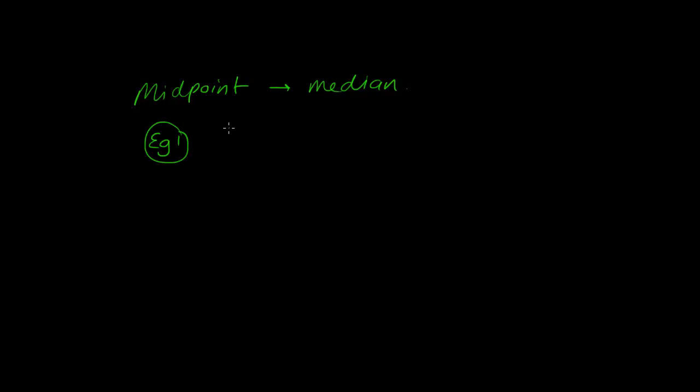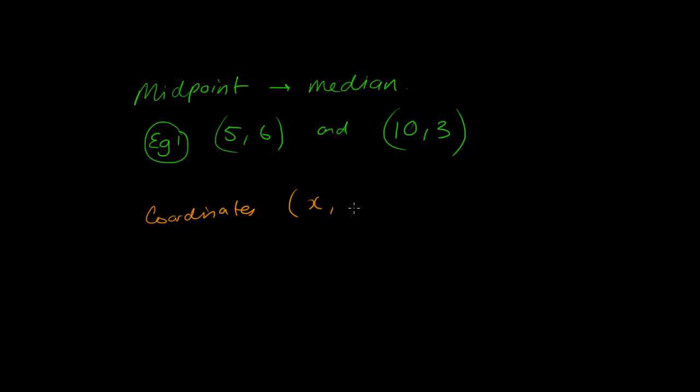So let's say for example we have the points 5, 6 and the points 10, 3. And we want to find the midpoint of those 2 points. Now obviously we're finding coordinates, so we're going to have an x coordinate and a y coordinate. Now we said the midpoint is the average of the 2 x coordinates. And obviously the x coordinate comes first.